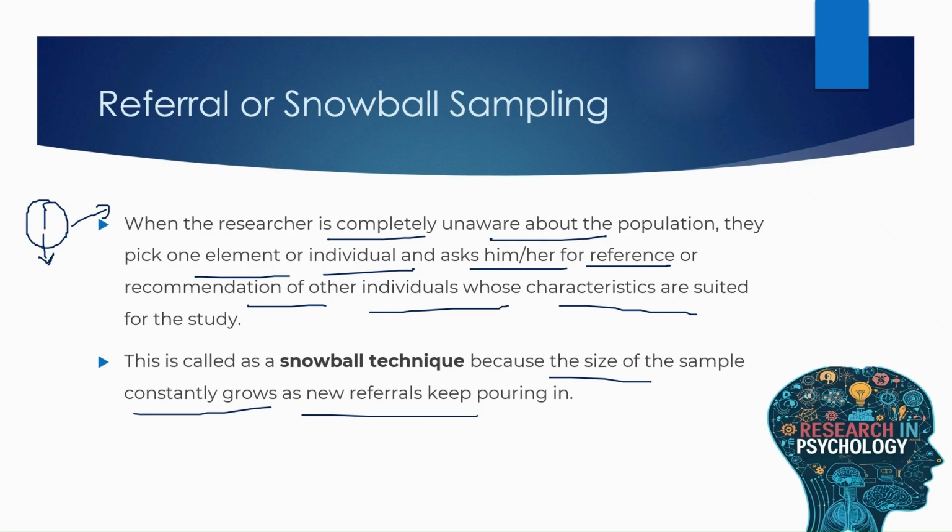Have you seen a snowball? It would be small, right? First, as it rolls, its size increases because more snow sticks to it. So this is similar. If you get one person, that one person will bring another 2. These 2 might bring more such people, right? In this way, the sample increases. So this is called the snowball technique. This is not a random technique. Here each of these referrals comes based on who each of these persons knows. All right, so this was referral or snowball sampling.